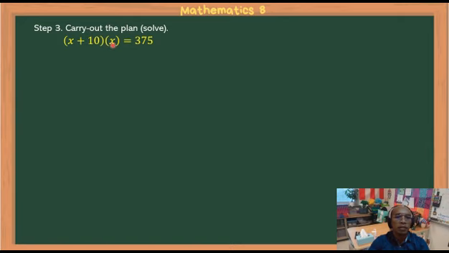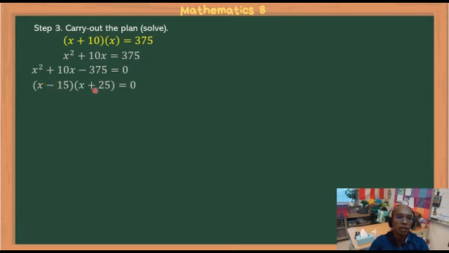By distributive property, x times x, that would be x squared. And x times positive 10, that would be positive 10x. We just copy 375. By virtue of the addition property of equality, we are now able to transpose this quantity to the left side of the equation. So it's going to be x squared plus 10x minus 375, that would be equal to 0. So we will factor this trinomial.